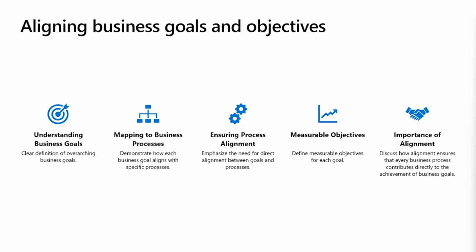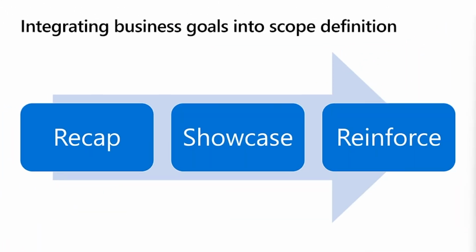It's also important to make sure that the goals and objectives that you set out are achievable. The alignment of the goals and objectives that you set out helps ensure that every business process that is in scope for your technology project contributes directly to the achievement of those business goals. So for example, efficient order processing directly contributes to improved customer satisfaction, which directly relates to one or more business processes that are in scope for your project.